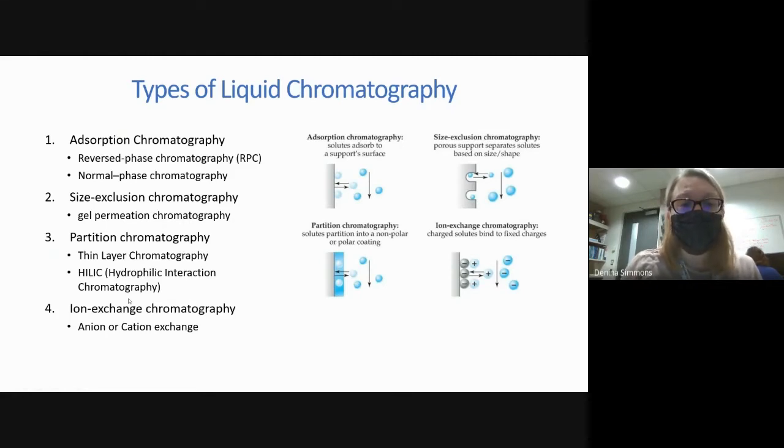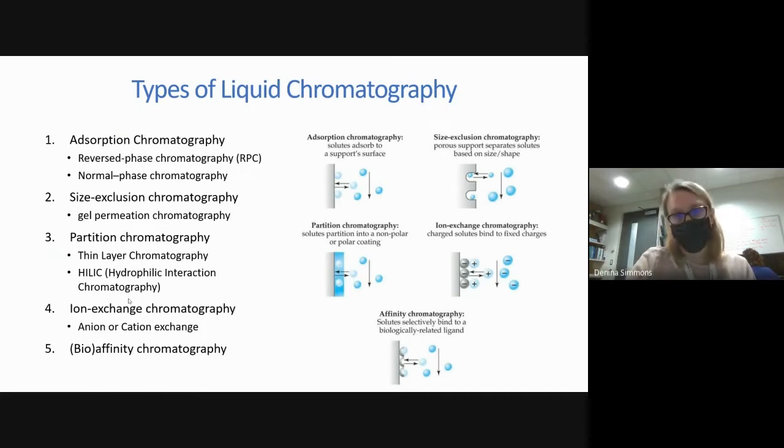And then the final type of chromatography that's pretty common is ion exchange chromatography. This is literally just taking advantage of cations and anions and the fact that positive and negative charges like to attract to each other or repel each other, and using those different properties. Here you're usually changing the pH of your solvent as you're running your gradient.